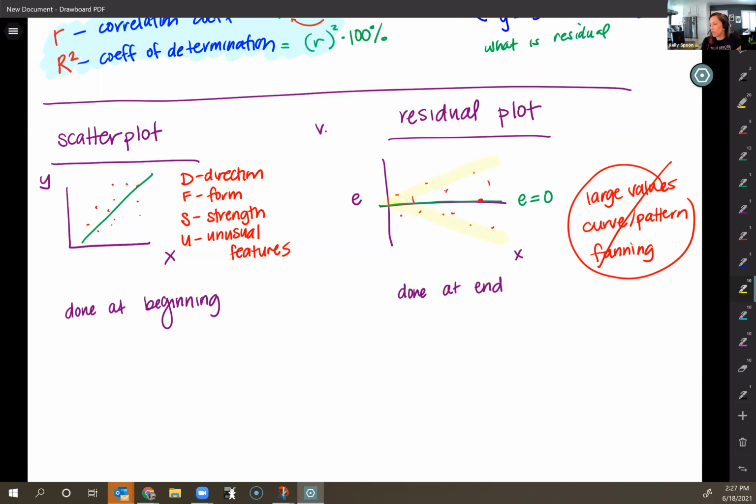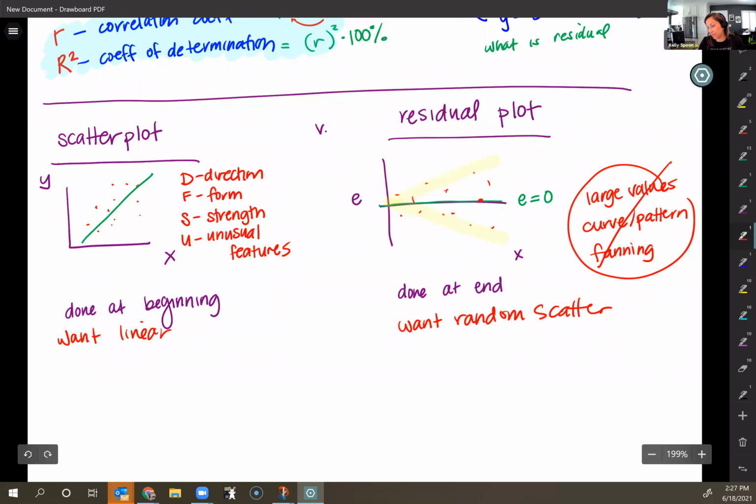So we're basically looking for random scatter. Whereas in our scatter plot, we're hoping to not see random scatter. We're hoping to see a nice linear relationship. We want to see a linear pattern because that means we can proceed with our regression analysis, right? So you do a scatter plot to say, can I do linear regression? Does fitting a line to this data make sense? Once you fit your line, you do a residual plot to say, all right, let's make sure none of my assumptions were violated when I did my line.